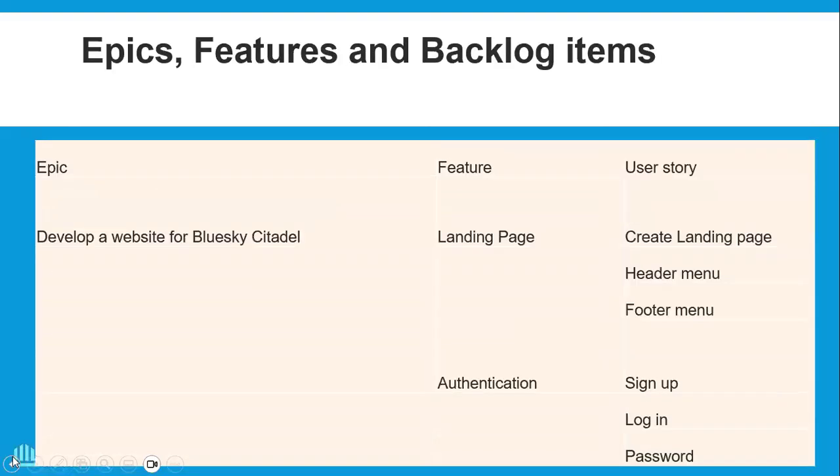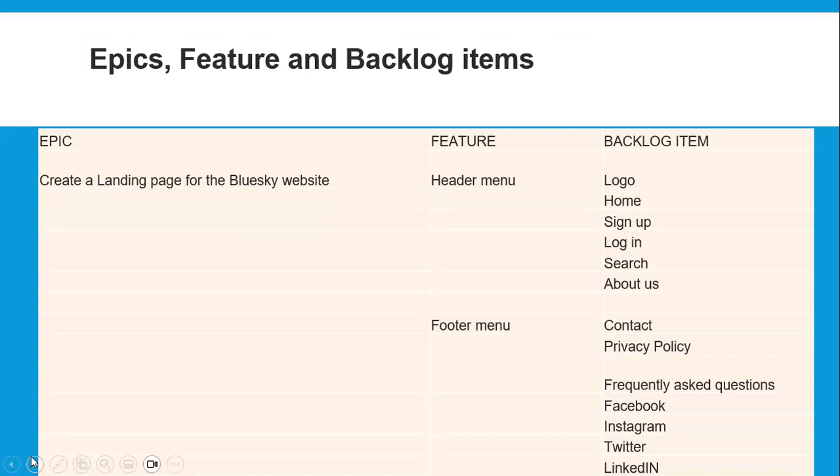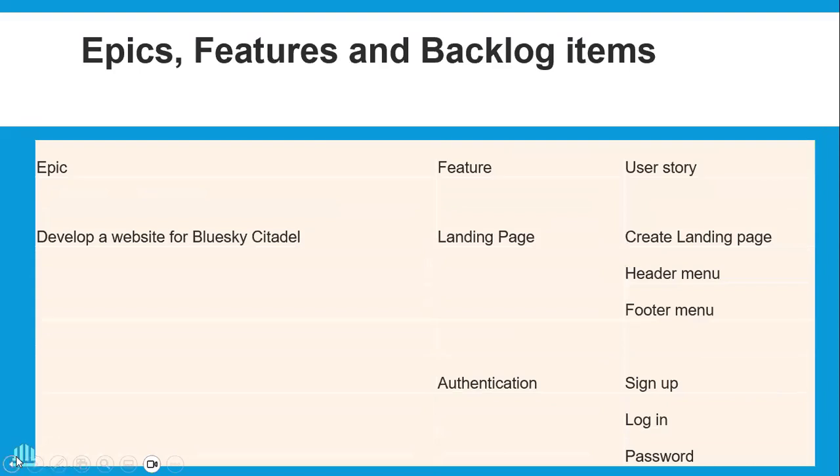This one was for developing a website. So this is a totally different example. The Epic here is creating a landing page for the Blue Sky website. So this was what I was trying to explain. The Epic here is to create a landing page. But in the other example, creating a landing page is a user story. Do you get what I mean?